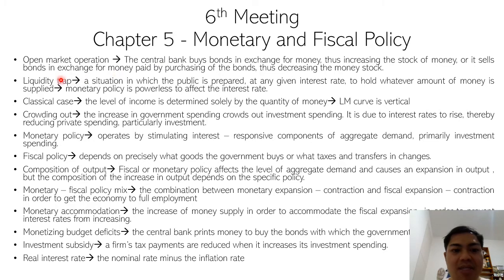And the second one is liquidity trap. Here is the condition in which the public is prepared, at any given interest rate, to hold whatever amount of money is supplied. In this case, monetary policy is powerless to affect the interest rate. This liquidity trap happens because the economy is not that good.